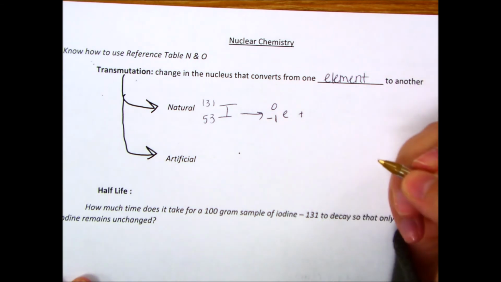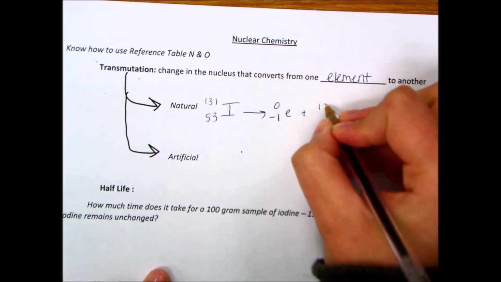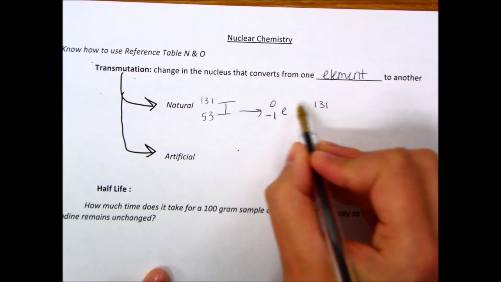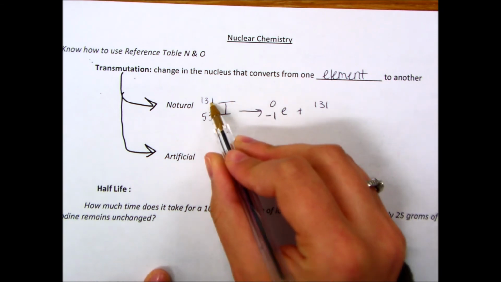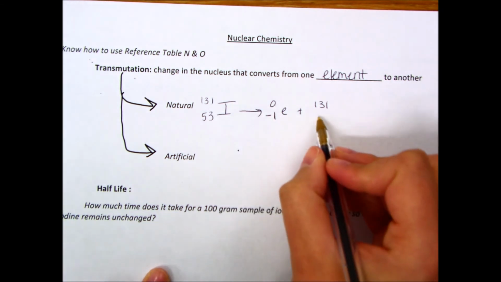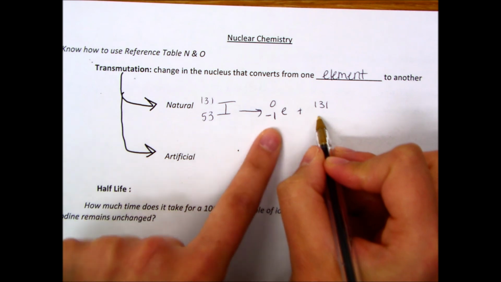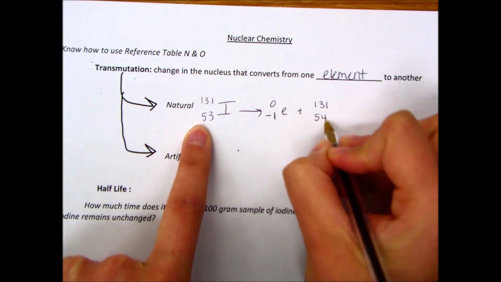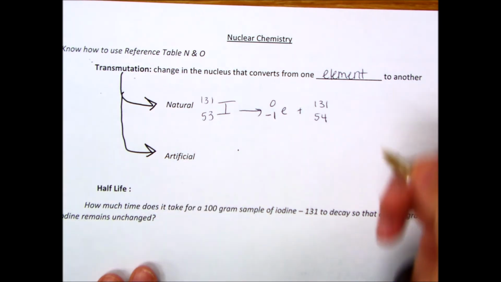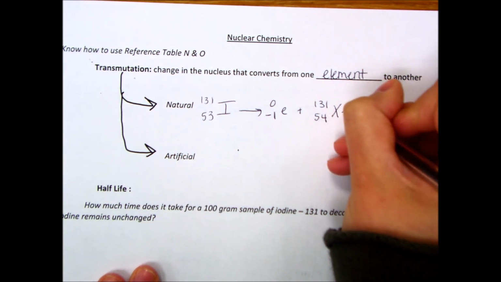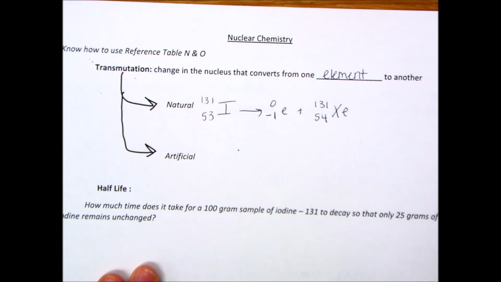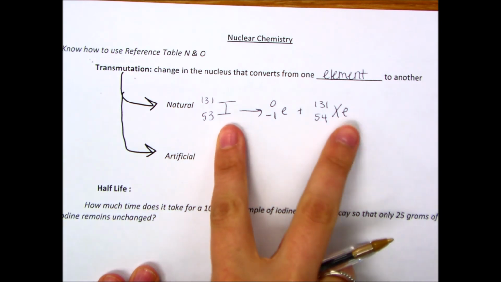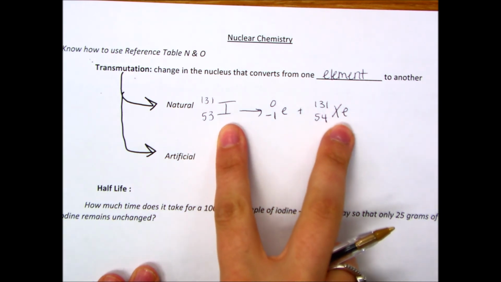Well, according to the conservation of mass, I need to make sure this number is the same, can add to 0 to equal what's on the other side. This number has to add to -1 to equal what's on the other side, so that has to be a 54. And if I look at the periodic table, I'll see that that is the element xenon. All right, so change in the nucleus, change in the element.